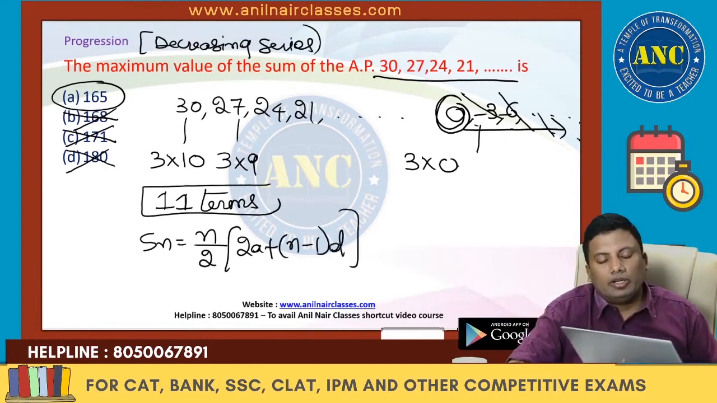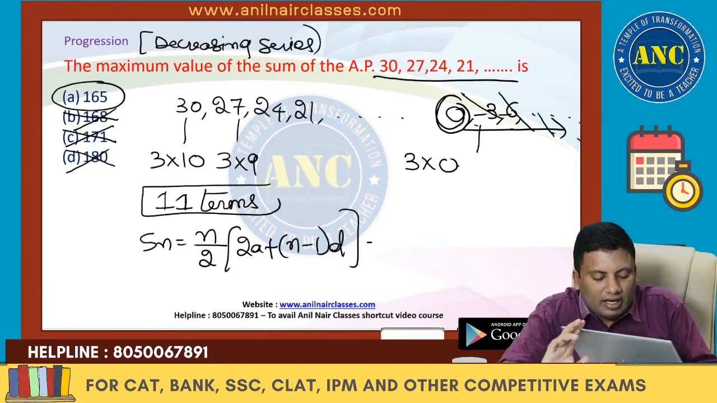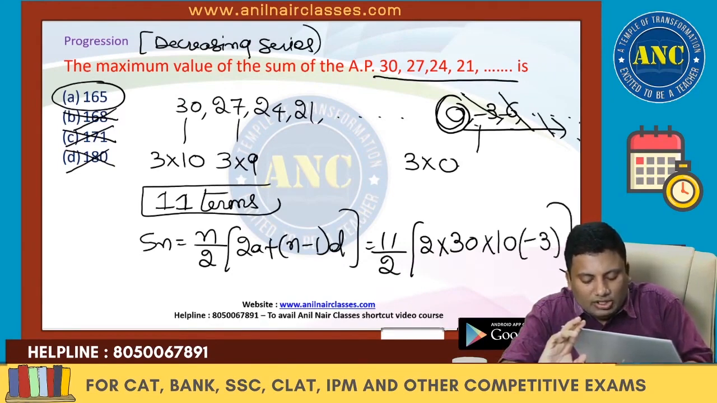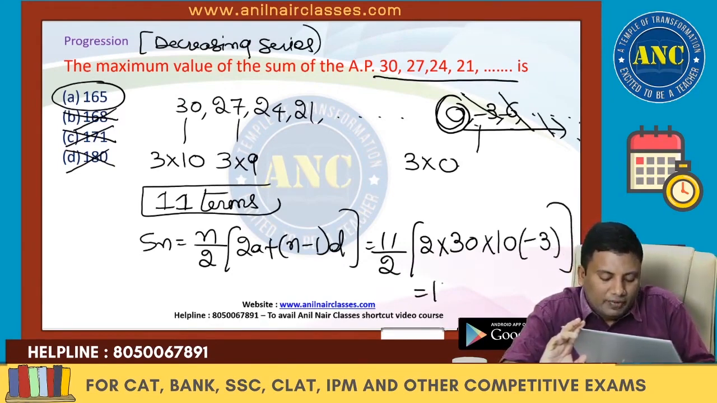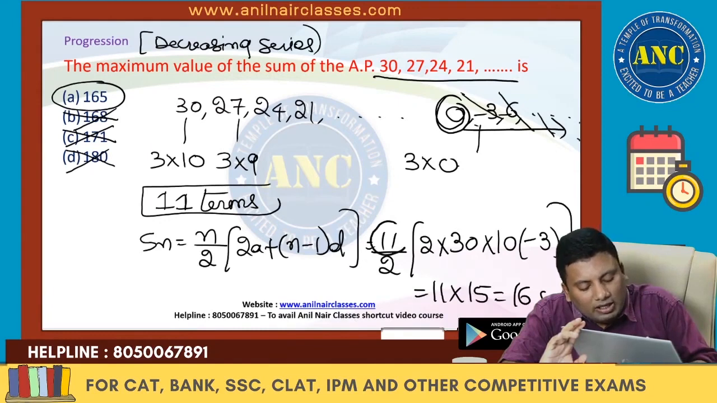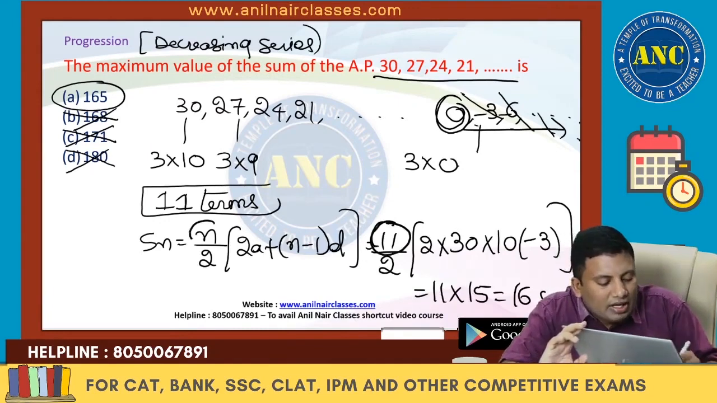N by 2 into 2a plus n minus 1 into d. 11 by 2 into 2 into 30 plus 10 into minus 3. 60 minus 30, 30. So 11 into 15, which is 165. Why I took answer should be a multiple of n? Because here Sn is n into some other number.